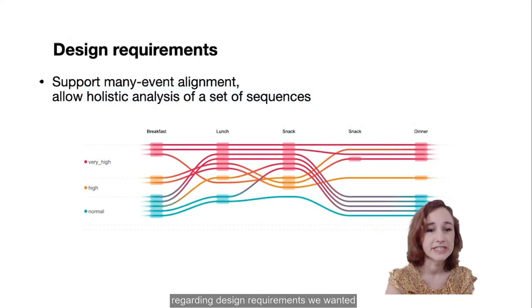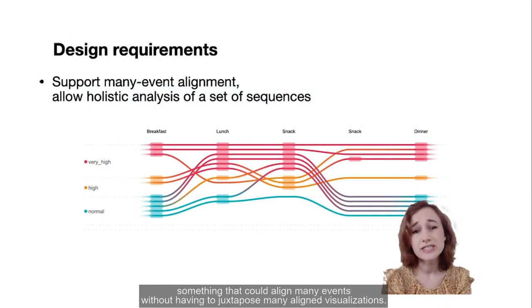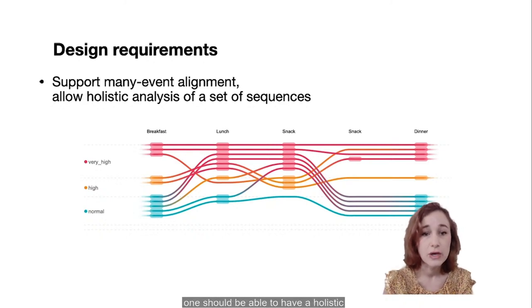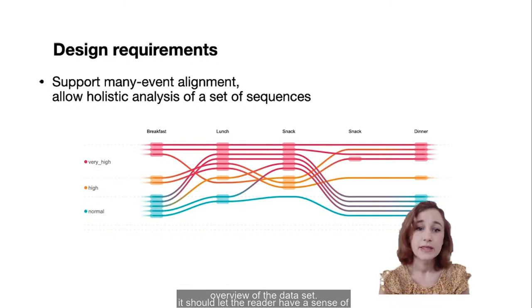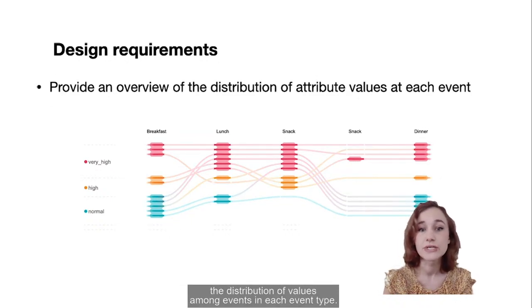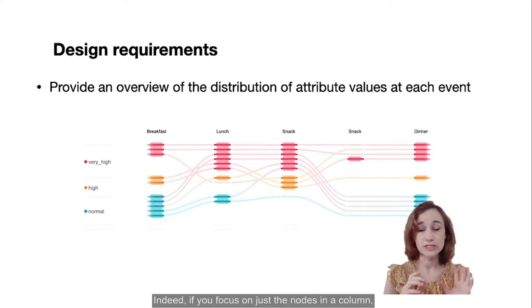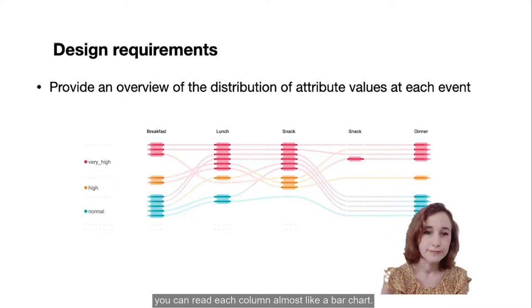Regarding design requirements, we wanted something that could align many events without having to juxtapose many aligned visualizations. One should be able to have a holistic overview of the dataset. It should let the reader have a sense of the distribution of values among events in each event type. Indeed, if you focus on just the nodes in a column, you can read each column almost like a bar chart.